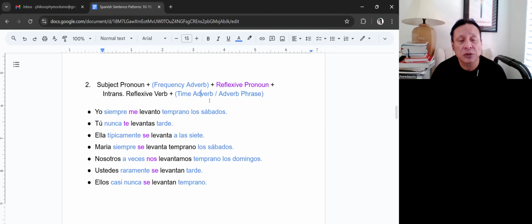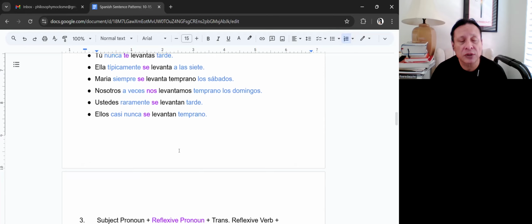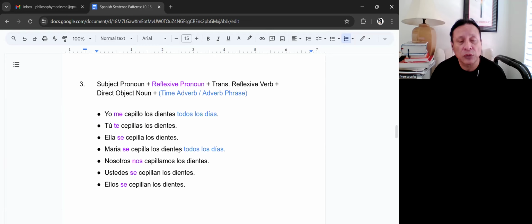Pattern number 2. So pattern number 1 and pattern number 2 are very similar. All I did was throw in a frequency adverb, and I'm showing you where you would put it in. I like this phrase, throw it in, like we throw it into the sentence. Okay, sentence pattern number 3.